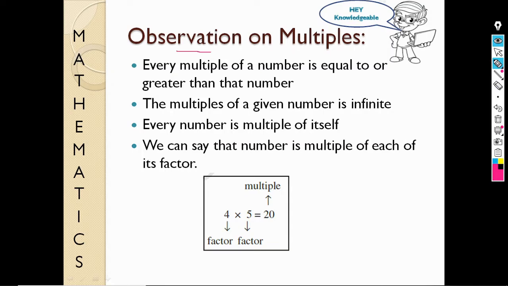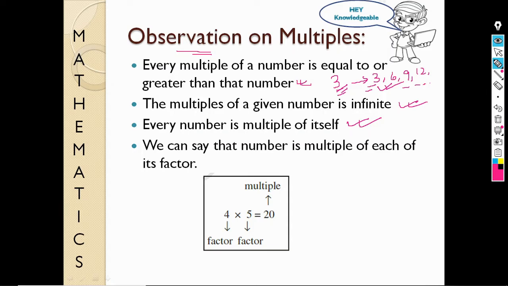So let's see the observations on multiples. Every multiple of a number is equal to or greater than that number. If you see multiples of 3: 3, 6, 9, 12 and so on, all the multiples are either equal to this number or greater than this number. The multiples of a given number are infinite, meaning there is no end to how many multiples it can have, and you will not be able to count them on your fingertips. Every number is a multiple of itself. So 3 is its own multiple.